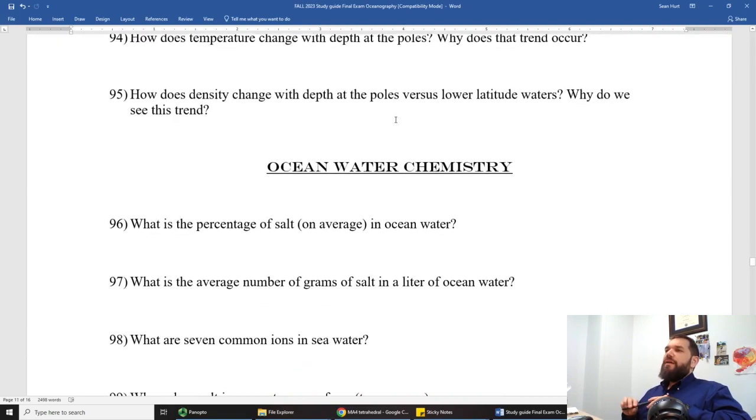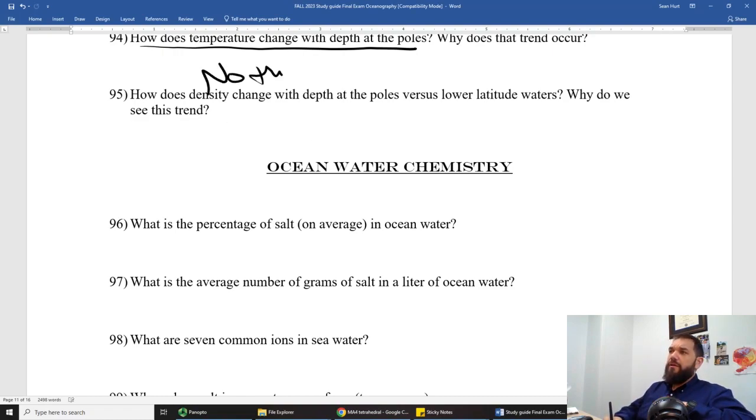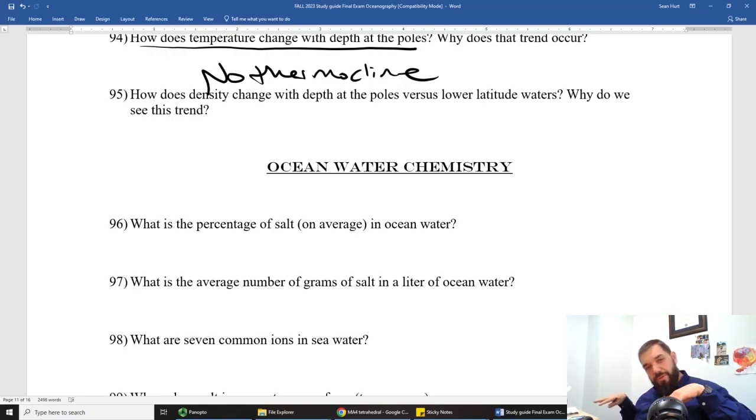All right, now 94. How does temperature change with depth at the poles, and why does that change occur? Of course, at the poles, everything's different because at the poles it's cold. It stays cold as you go from the surface all the way down to the bottom. It's basically the same temperature. So, like I said, there's no thermocline here. It's cold on top, it's cold at the bottom, and because of that, if there's any salt water that gets generated, it immediately just sinks. And that's why at the poles you get an increase in salinity with depth instead of the normal decrease that you get in other parts of the world.